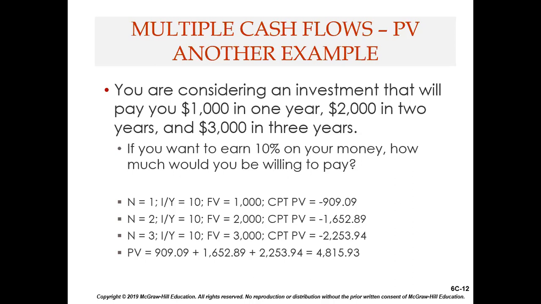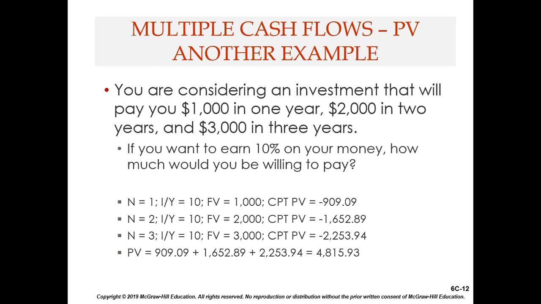That second payment, which would occur at the end of year two, we want to know what it's worth at time zero. So N is two. Everything else, the $2,000 would be your future value and 10% would be your interest rate. And you can see the present value calculated should be $1,652.89, whether you're using your finance calculator, Excel, or the formulas.